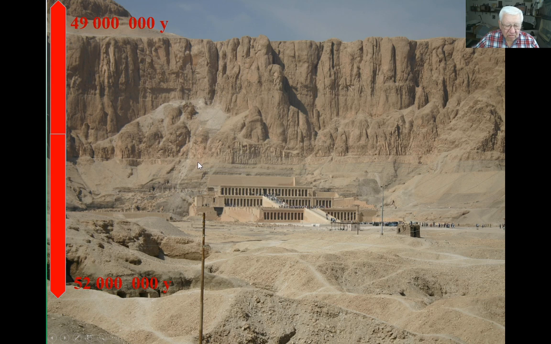In Deir el-Bahari we have two geological systems. One, there are so-called Esna shales. This is the part down, and in the upper part there are Theban limestones. Both these sediments were deposited between 52 million and 49 million years ago in the Eocene, Ypresian.